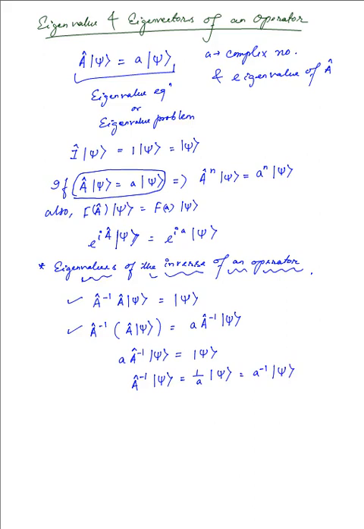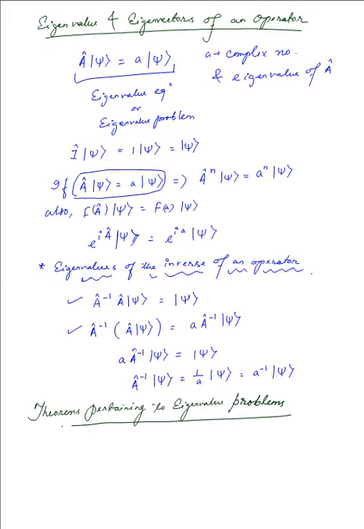So if the inverse of an operator exists and the operator has an eigenvalue A, then the inverse of the operator acting on the state vectors will give us the inverse of the eigenvalue as its eigenvalue.